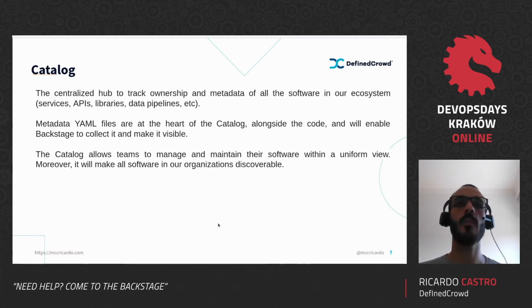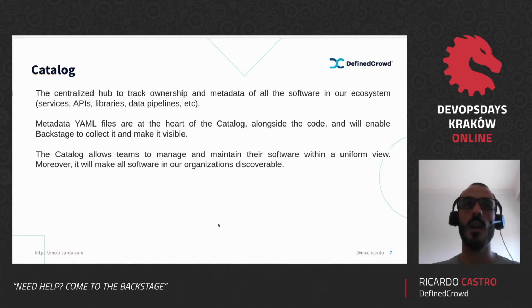Metadata YAML files will be at the heart of the catalog, and they will live alongside the code, and this will enable Backstage to collect and make it visible to the catalog and in the interface as well. Catalog will allow teams to manage and maintain their software within a uniform view. So every system, every service, every API will be present on a catalog with a uniform view, and they will be also discoverable within our organization. So it'll be easier for us to actually check where everything is and where those services are.